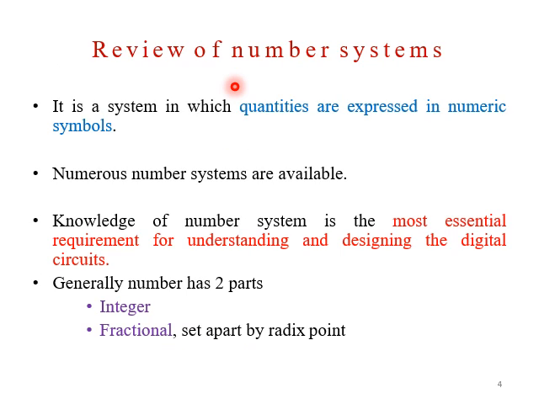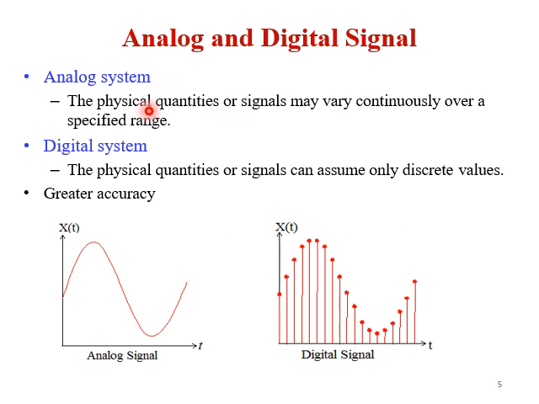Next, before that we will see how to quantize the numbers by reviewing the number system. In a number system the quantities are expressed in numeric symbols, generally in an integer as well as a fractional part, right? An analog system can be represented as physical quantities or signals that may vary continuously over a specified range, while digital systems have physical quantities or signals that can assume only discrete values. Now we'll see how to represent them.